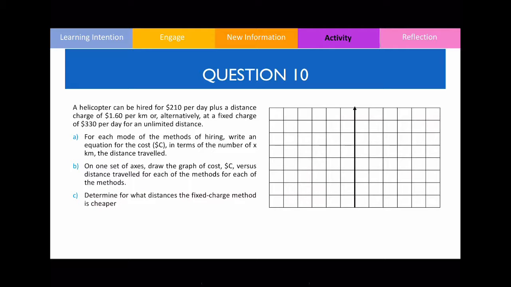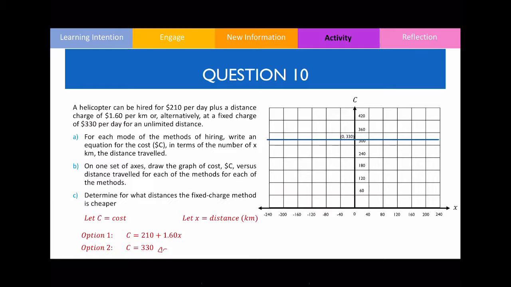And for the very last question, you're doing the exact same thing. Firstly, write down equations for both of these different options. So therefore, you should get this over here. For part B, you're going to now graph this. For the second option, you're going to have a horizontal straight line where 330 is going to be. So that's going to be this over here. For the very first option, you need to find y and x intercepts as shown over here. So if you graph it, then your graph should look something similar to this.